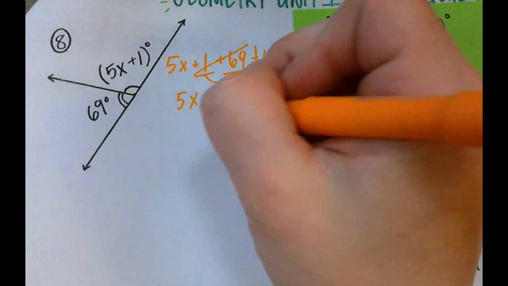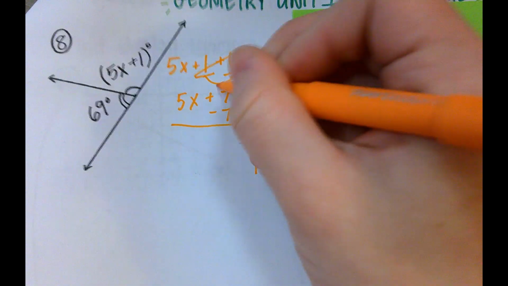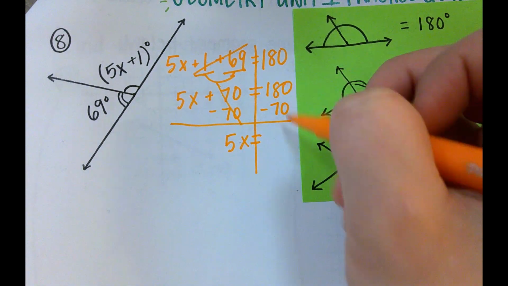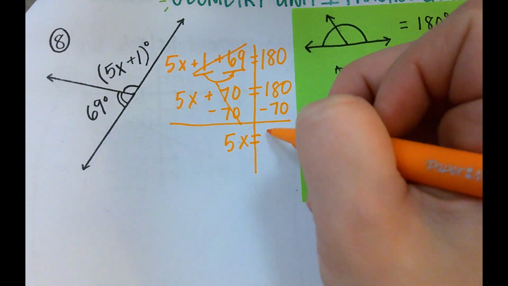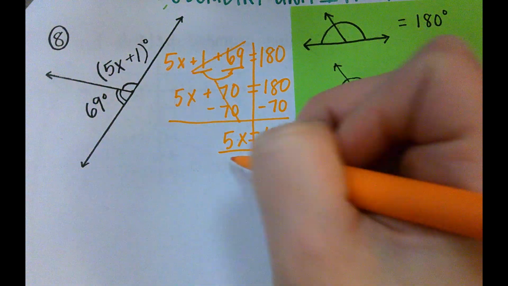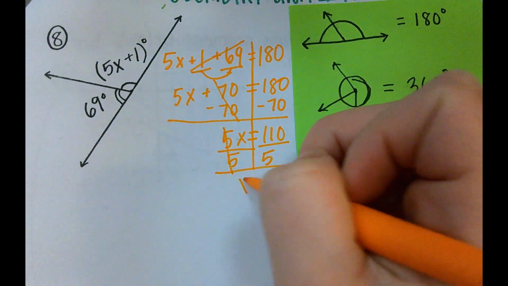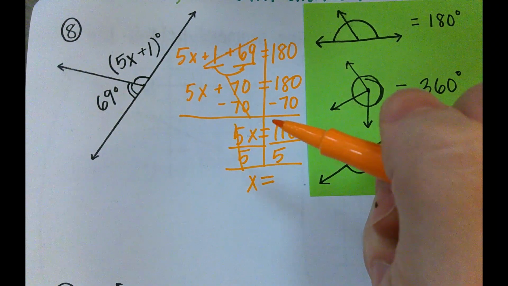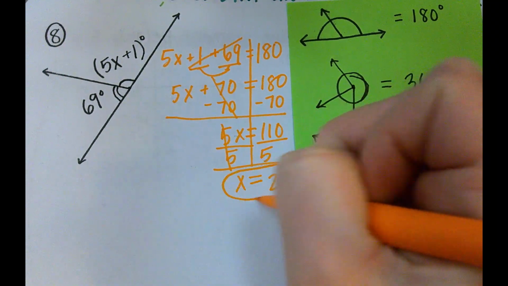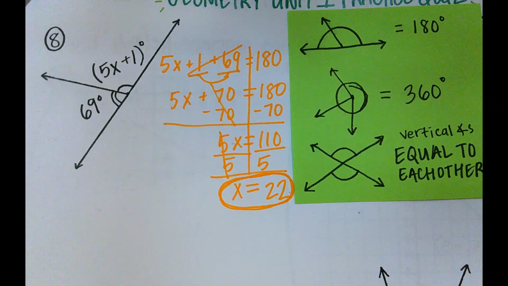Subtract 70 from both sides. Bring down 5x equals 110. Good. Divide by 5. So x equals 22. Perfect. That is number 8.